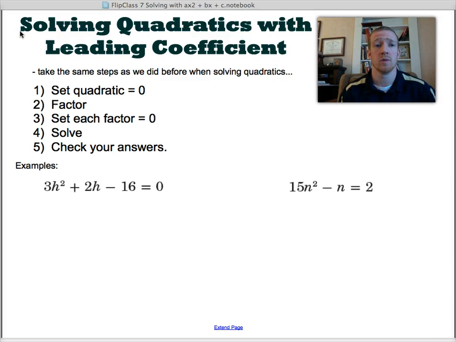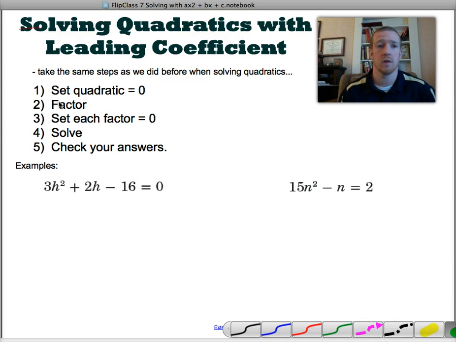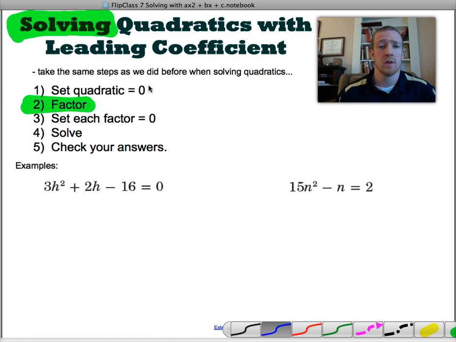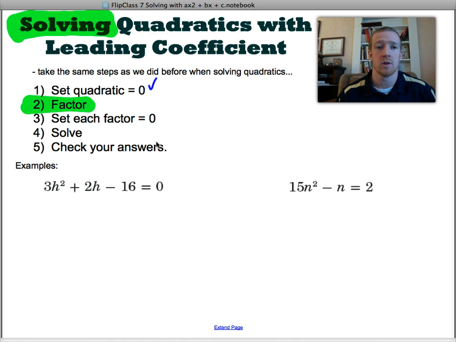Alright, the difference here is we actually need to get an answer. So first, to solve these kinds of problems, we set the equation equal to 0, and we're going to factor. Factoring is what makes this possible, and then the next part is really easy, because solving each factor set equal to 0 is simple. Solve them, and then you have to check your answers.